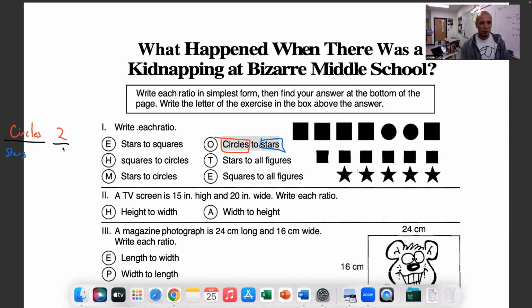So I'm going to put 5 on the bottom. So my ratio would be 2 to 5. The ratio of circles to stars would be 2 to 5. And it is that simple.